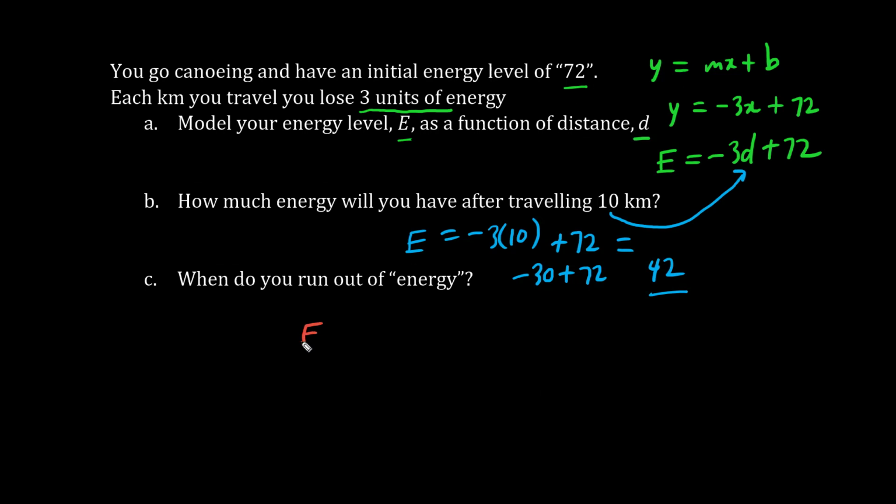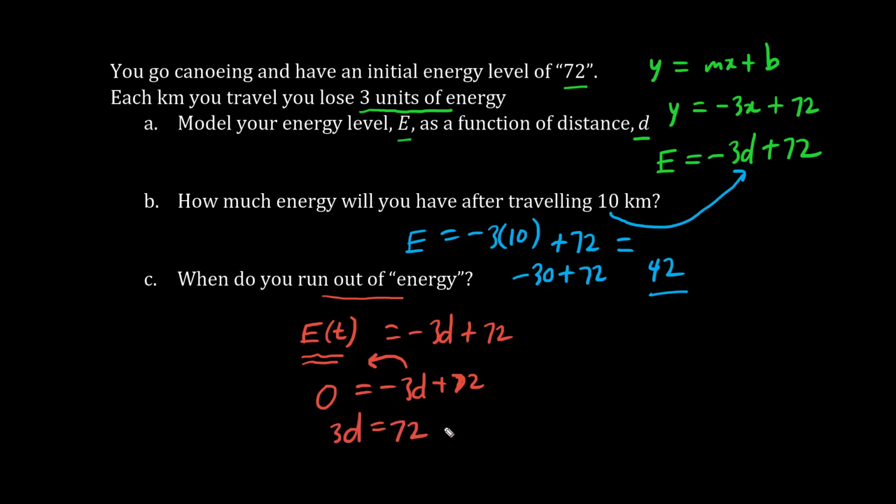Now this energy formula can also be written as energy is a function of distance, E of d, equals -3d plus 72. This doesn't mean E times d, it just means energy depends on distance. Specifically, when we run out of energy is when E equals 0. So the question is, can we figure out this distance in which we have no energy? We throw the -3d over, we have +3d equals 72, and we divide both sides by 3.